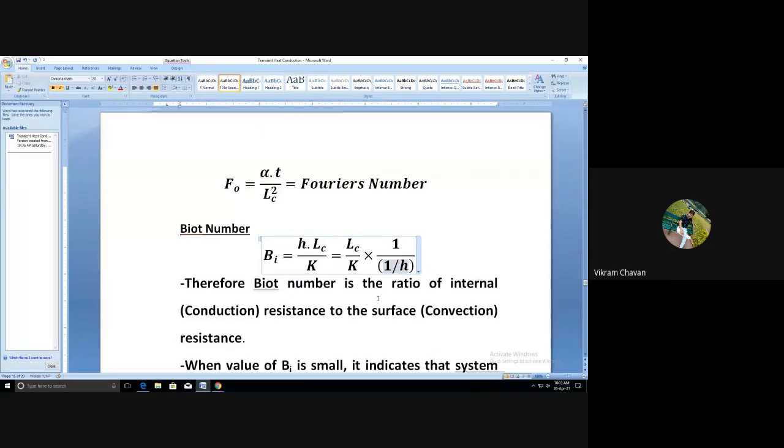Okay, so you can write down the Biot number. Bi is equal to h multiplied by Lc divided by k, which can be written as Lc divided by k, multiplied by 1 divided by 1 upon h.